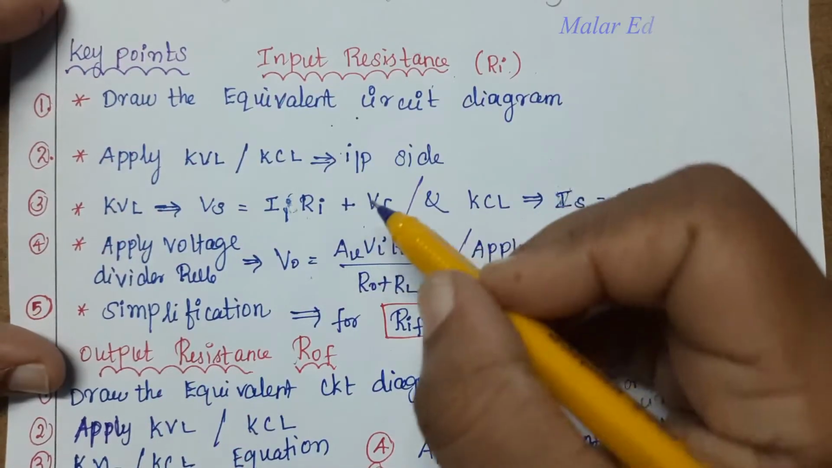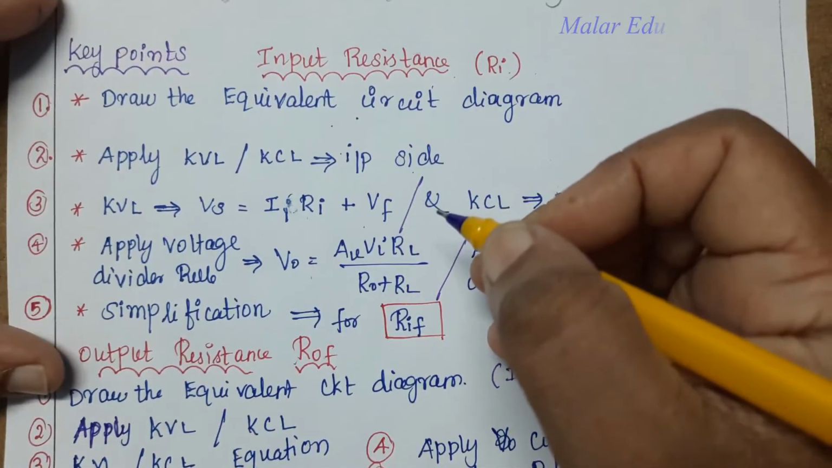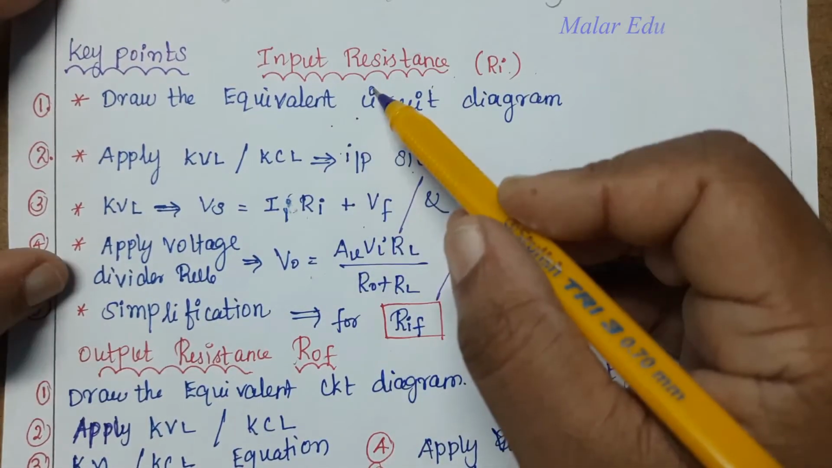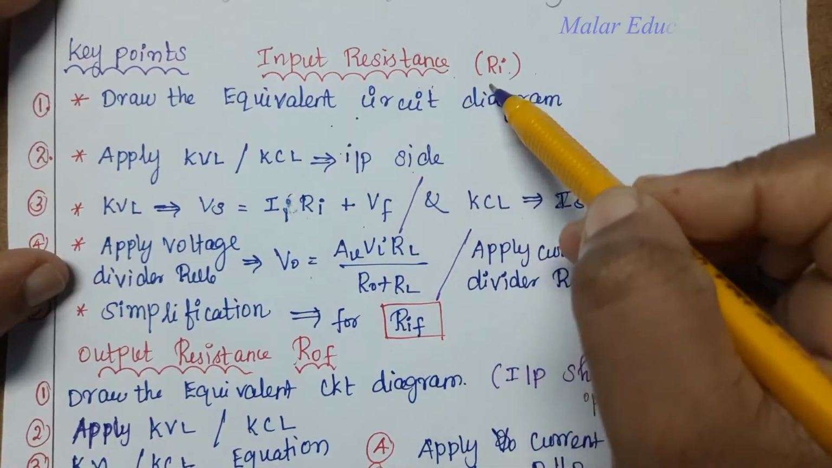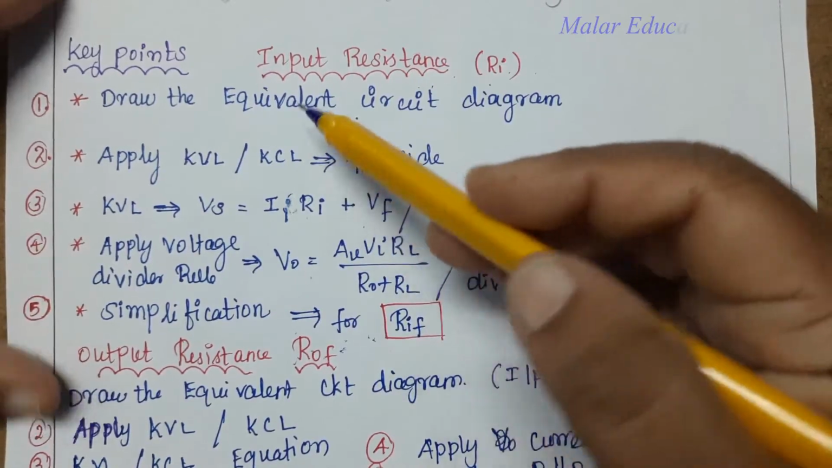These are the key points related to today's topic. These sessions are very useful for the Anna University theory examination. There are two types of calculation: input resistance RIF and output resistance R0F. There are 5 points.